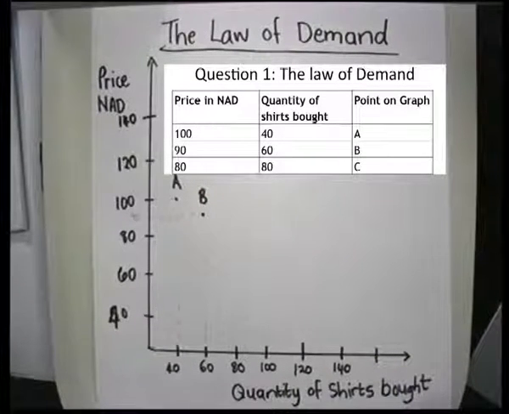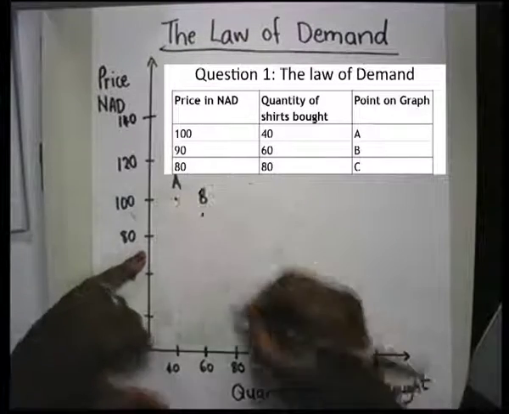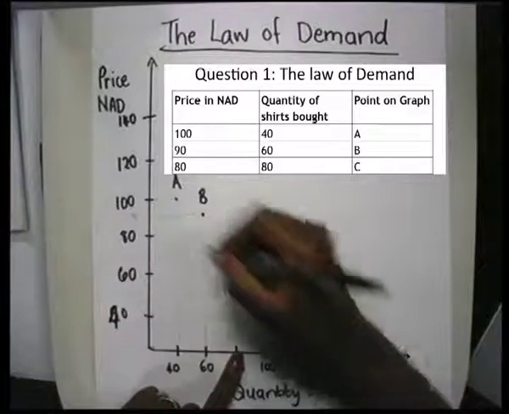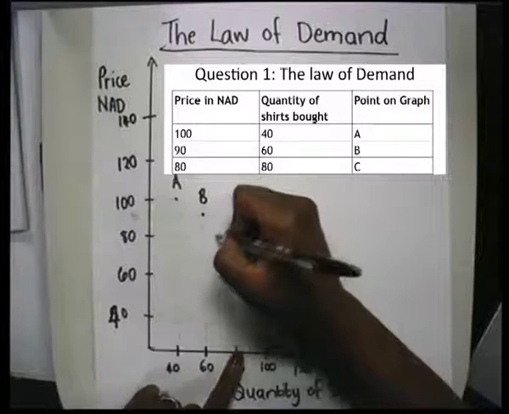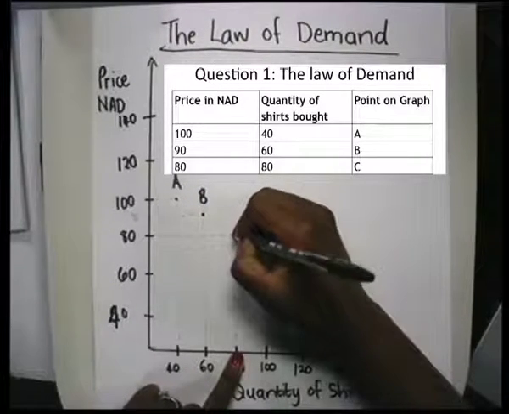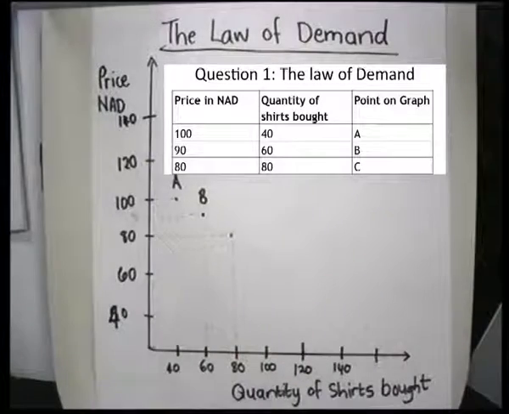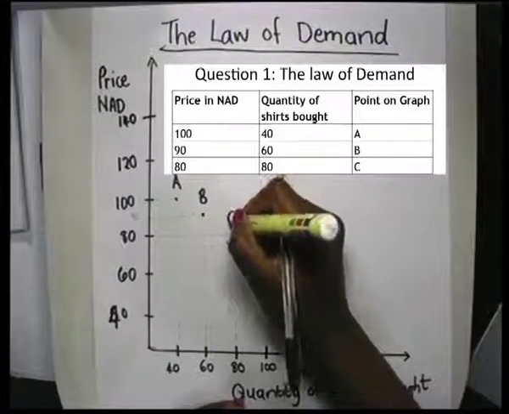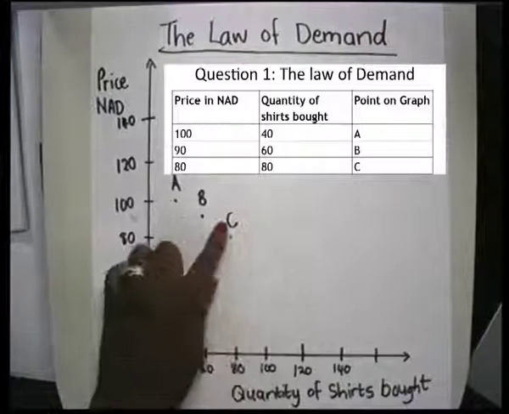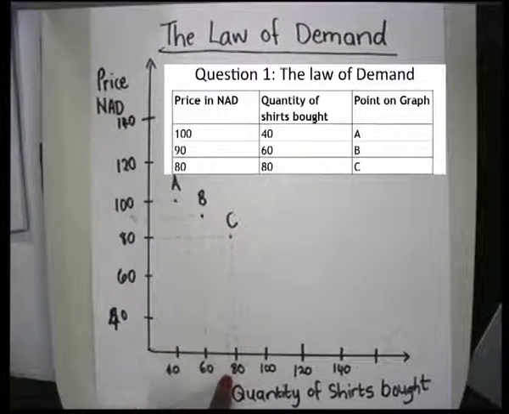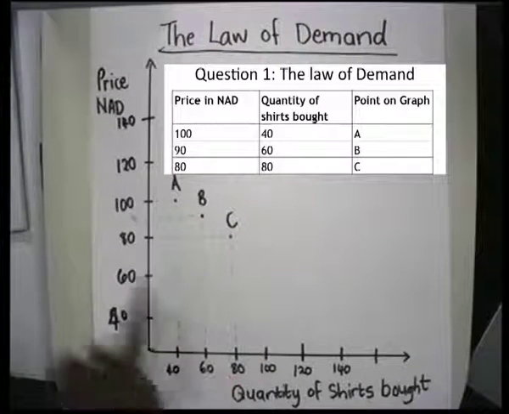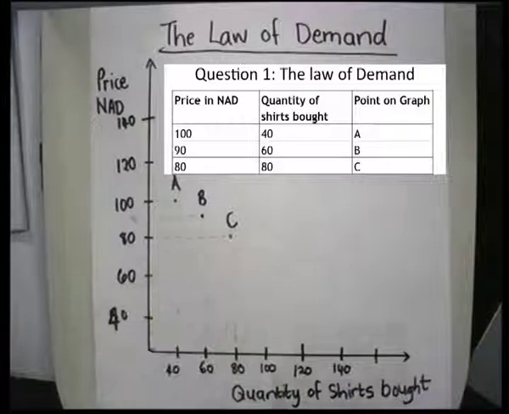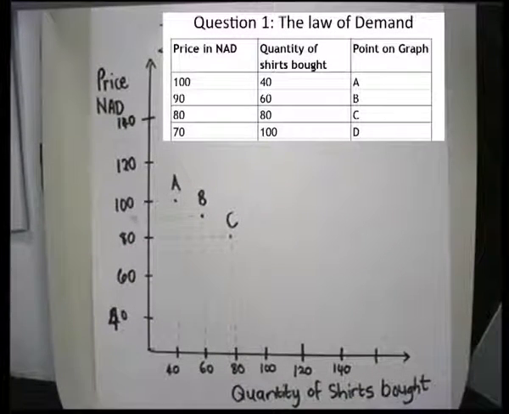C. The point C is where 80 shirts are produced at a price of $80 each. So we're going to go to that point, which is 80 and 80. This we call C. So at C, 80 shirts are produced at $80 each. So then there's C, and then we go to D.